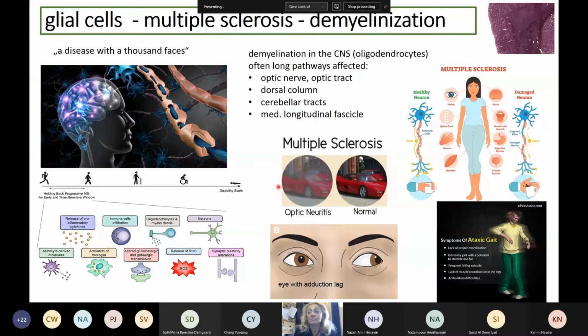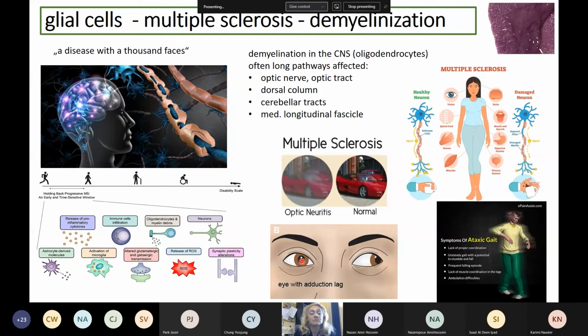And patients many times do not even care about this first symptom because then they see well. And only when the second attack is coming, they think back, yes, a few years ago, I already had a similar problem. And you see it affects these long pathways, dorsal column many times, which leads to ataxic gait problems, cerebellar tracts, the medial longitudinal fascicle, which coordinates the eye movement.